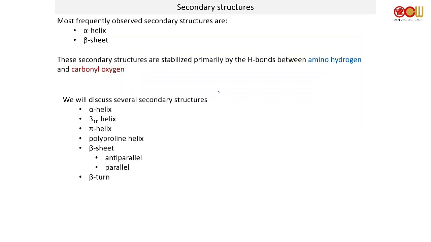The secondary structures that we'll talk about are the helices and the sheets. And then we also have turns. We'll talk about turns in a little bit too.